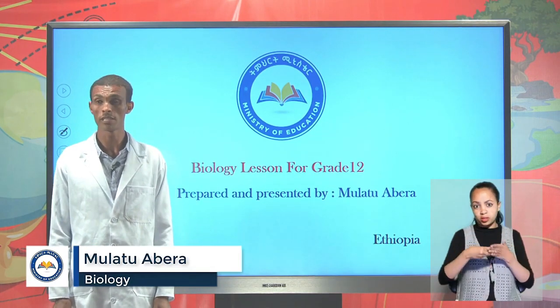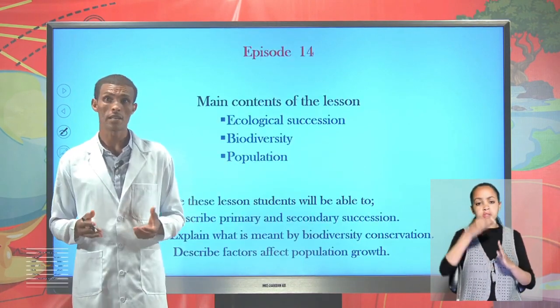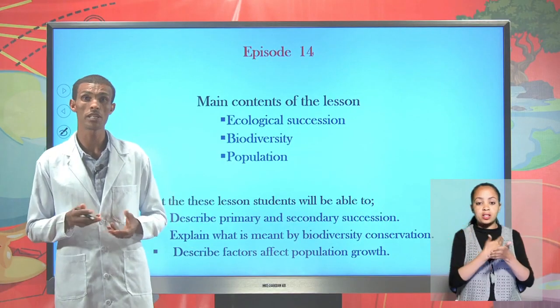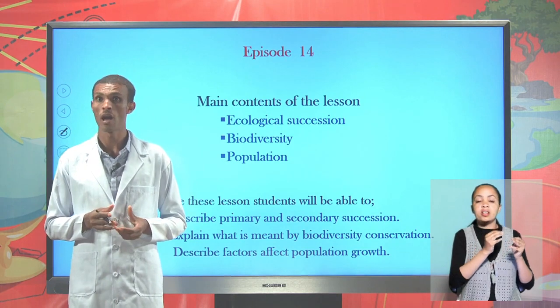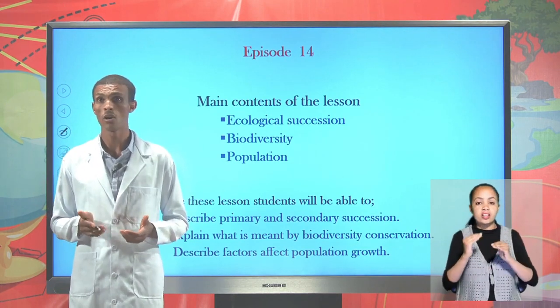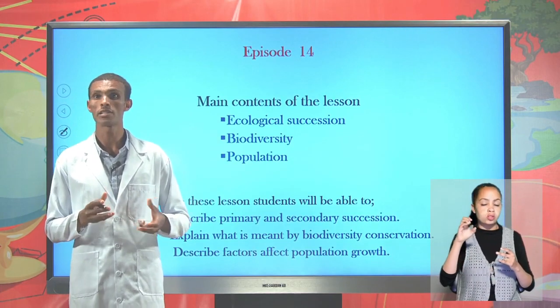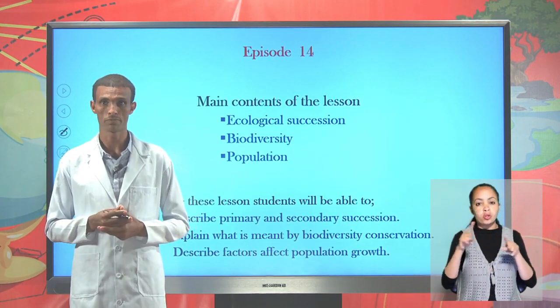This is a biology lesson for grade 12. In today's lesson, we are going to see new content, which is ecological succession. Under this lesson, we are going to see ecological succession, biodiversity, and population.